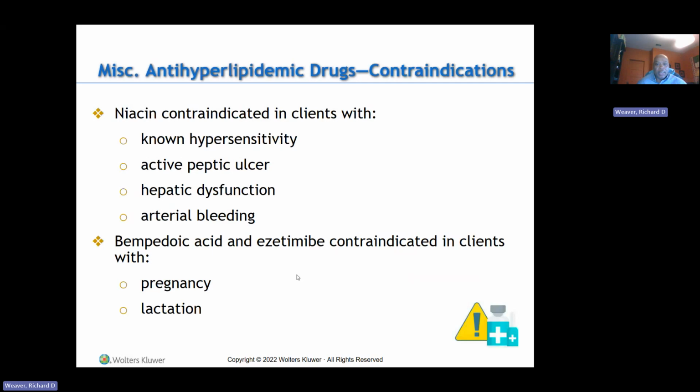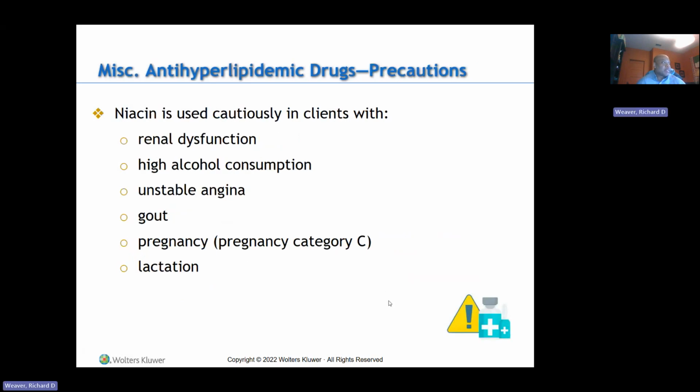In terms of contraindications, niacin is contraindicated in patients with active peptic ulcer disease, hepatic dysfunction, as well as arterial bleeding. And of course, the bempedoic acid and the ezetimibe are contraindicated in pregnant and lactating women. Now, niacin is used cautiously in patients with renal dysfunction, high alcohol consumption, unstable angina, gout, as well as pregnancy and lactating women.